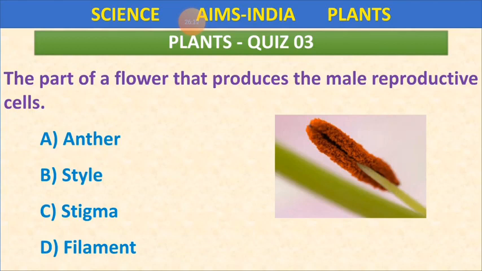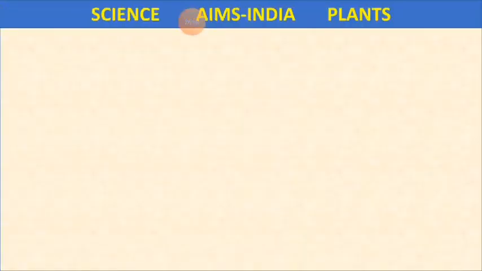Now we have to name our male reproductive cell. What is it, children? Anyone with the answer? Yes, it is anther. That is the first one, anther. Understood? Yes. The next question.